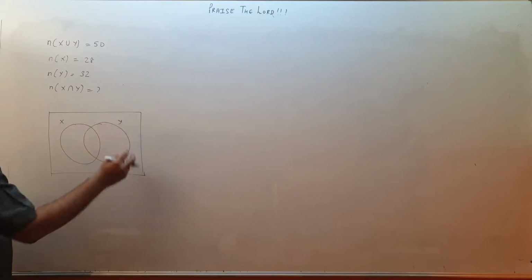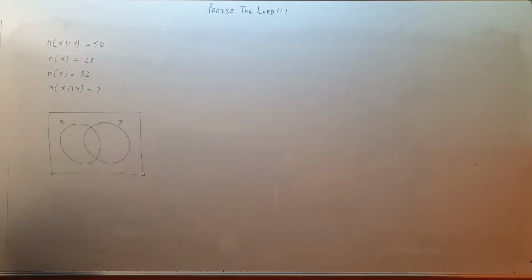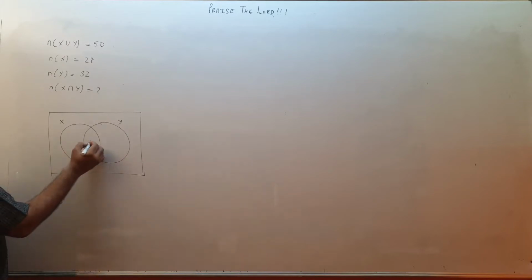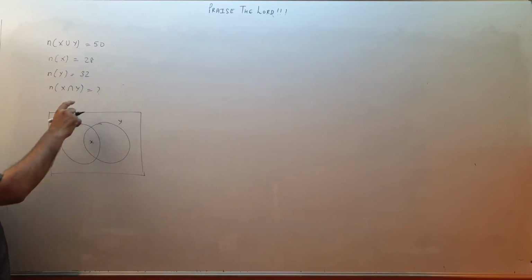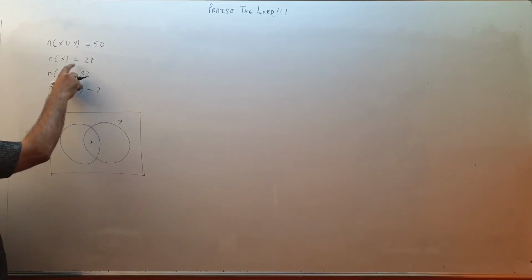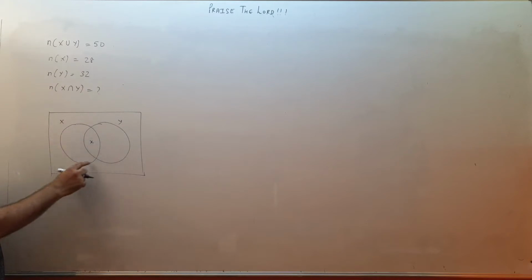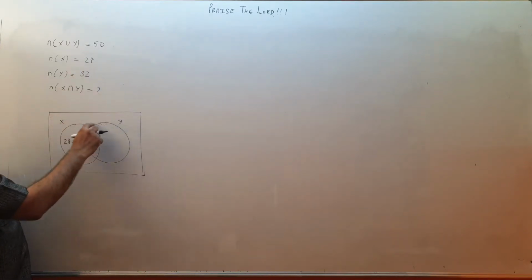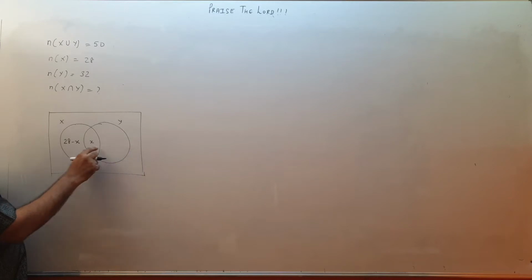This is Y. I told you, always first fill up the intersection region. Supposing there are x elements over here, because it is not given how many elements are there in X intersection Y. So we assume x elements over here. X has 28 elements, so in this whole region, 28 elements. x are already here, so here how much remains? 28 minus x. In Y we have 32 elements. Already x over here, so here remains 32 minus x.